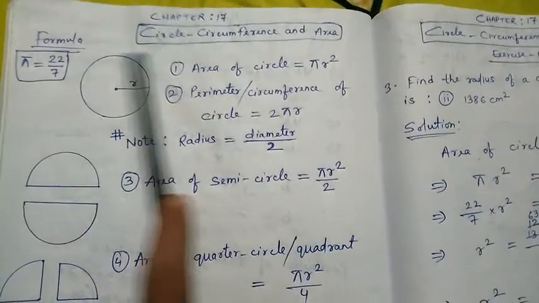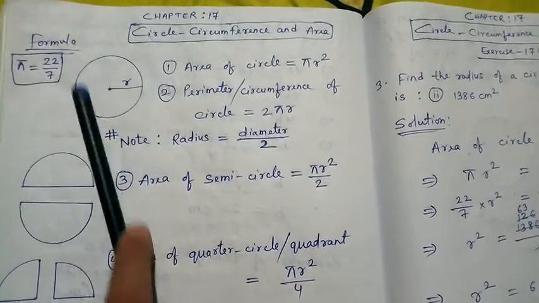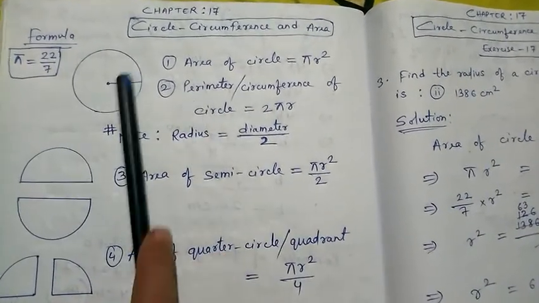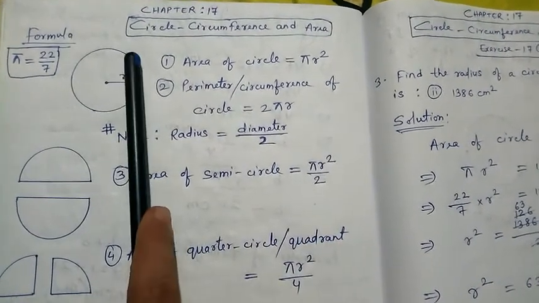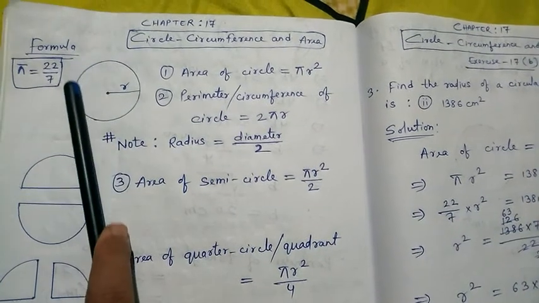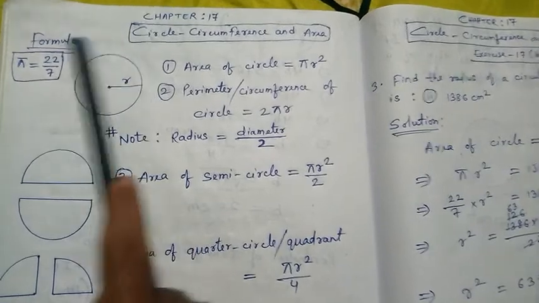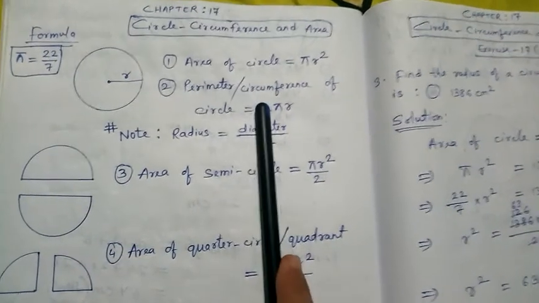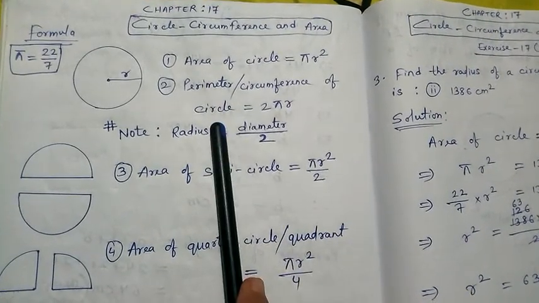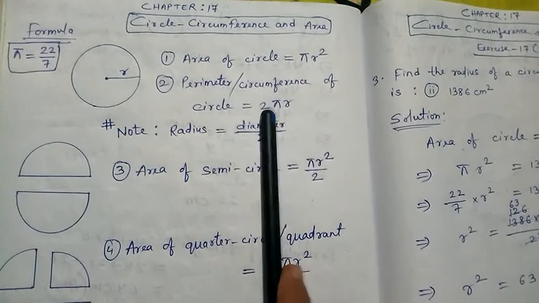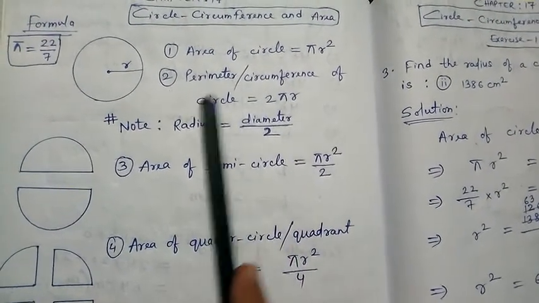Area means the space covered by the particular object or diagram. So the area is pi r square. Now perimeter or circumference, the length of the boundary, is called perimeter or circumference. The perimeter or circumference of a circle is given by the formula 2 pi r.